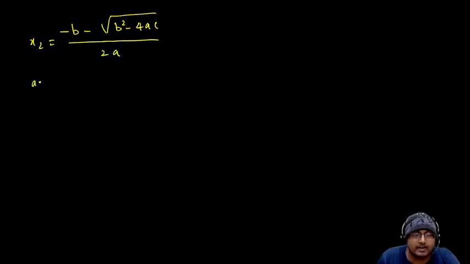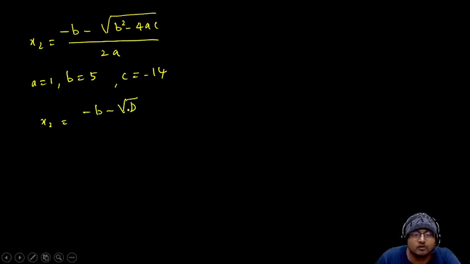What are the values of a? A is equal to 1, b is equal to 5, c is equal to minus 14. So x2 will become how much? Minus b minus, this is nothing but d. We know d value is 81. So minus b minus d by 2a.